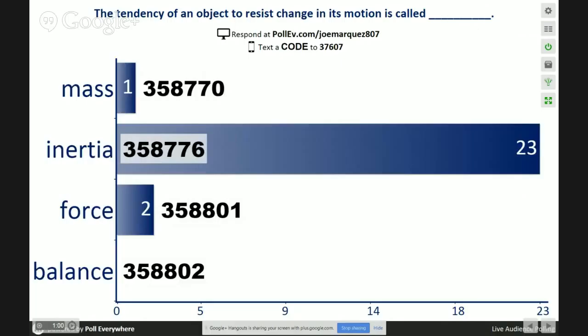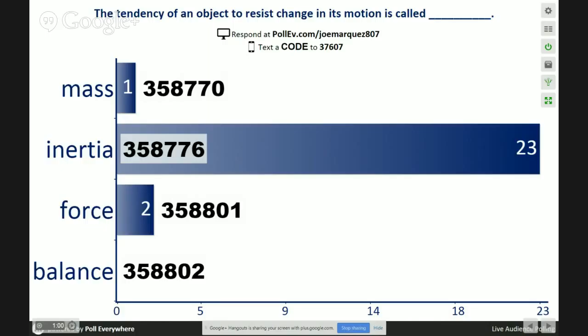What is the English word for inertia? Lazy. And every object with mass has inertia. So every object with mass is lazy. You all have mass, so guess what you all are?